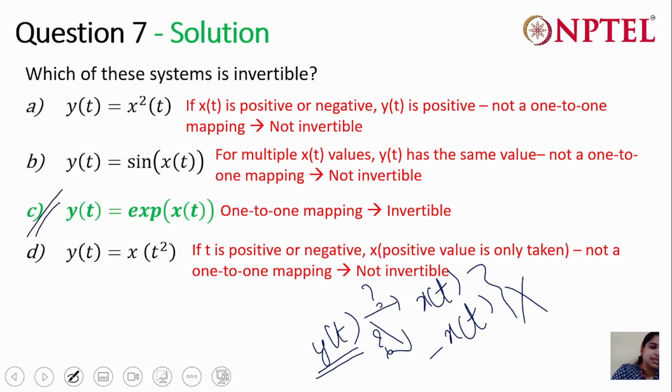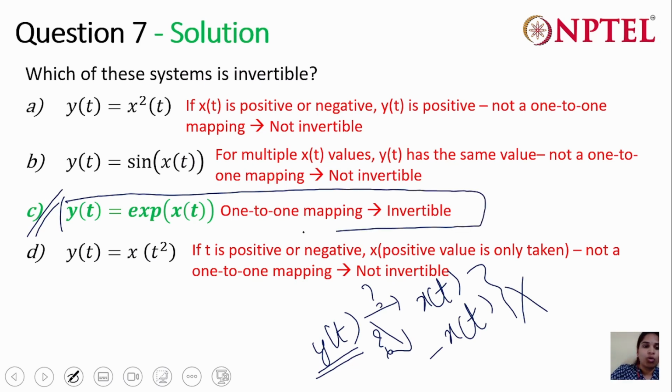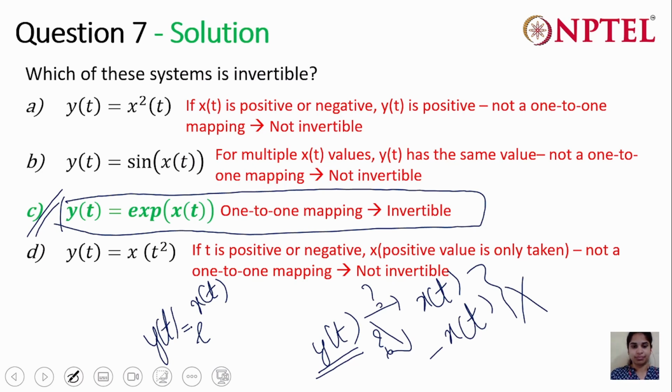So the answer is C. y of t is e power x of t. If you check this system, it's always a one-to-one mapping. So this system is an invertible system.